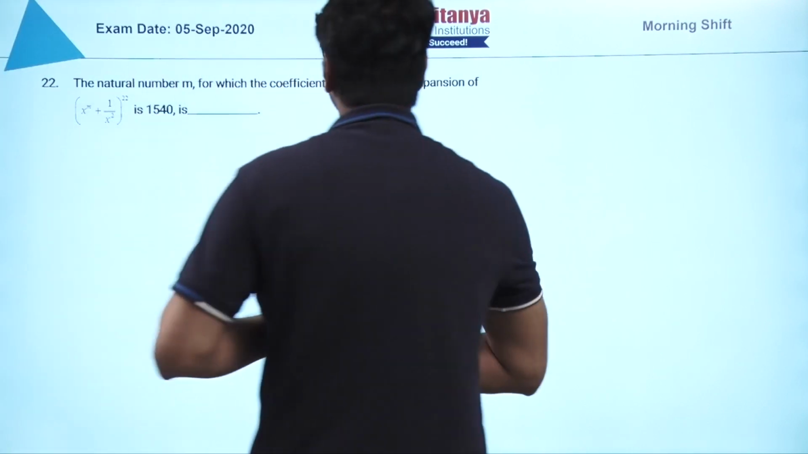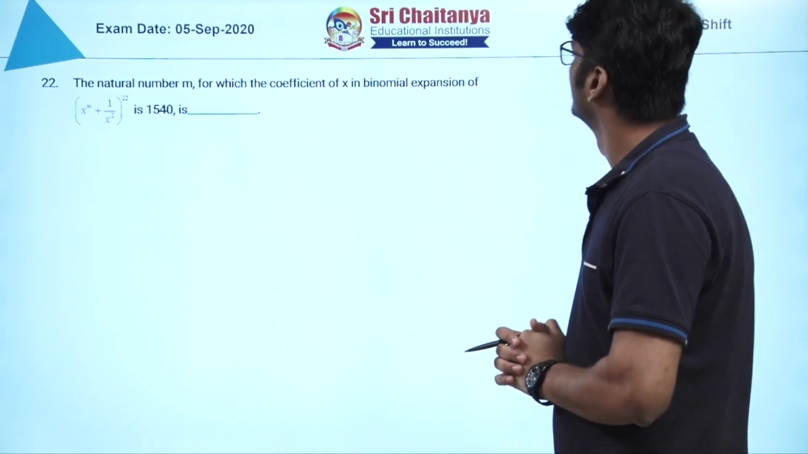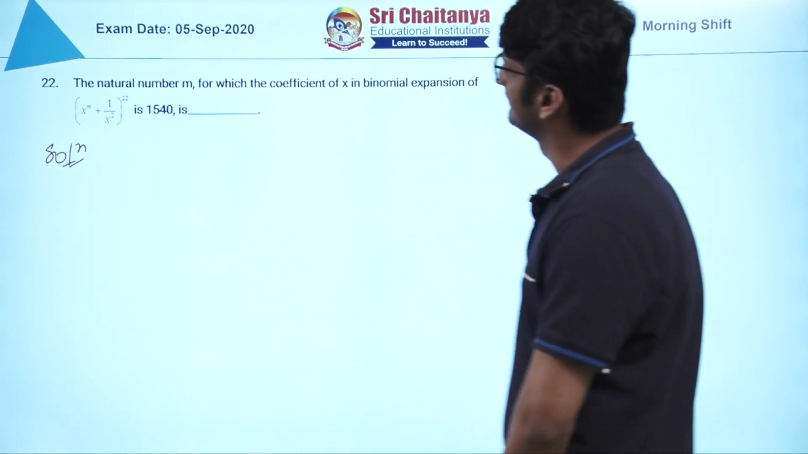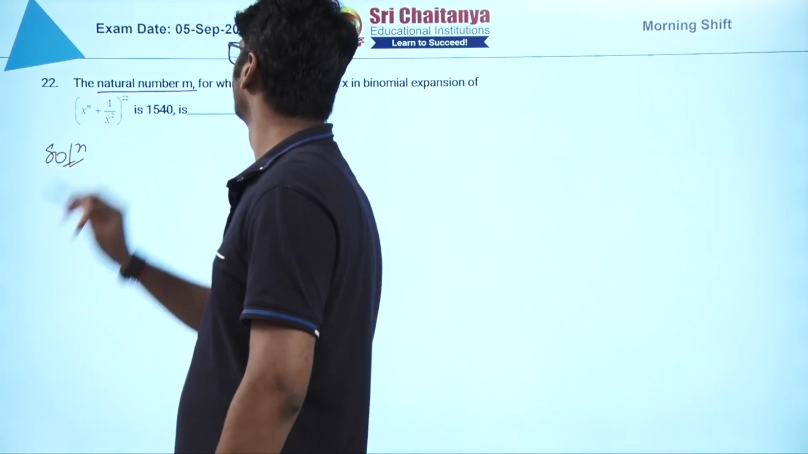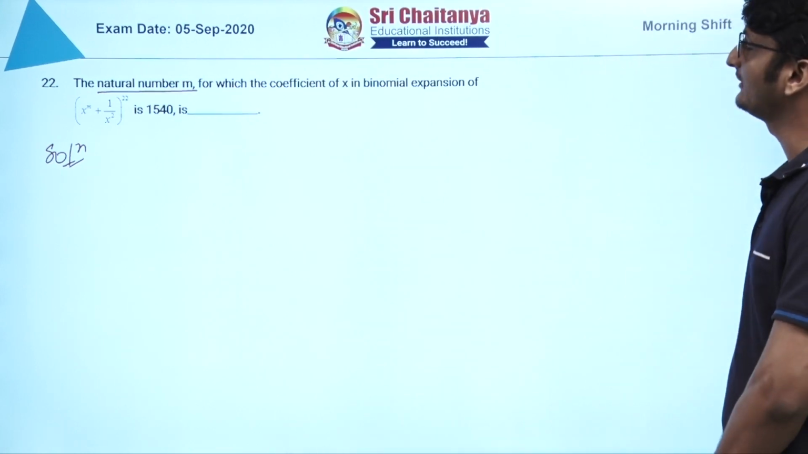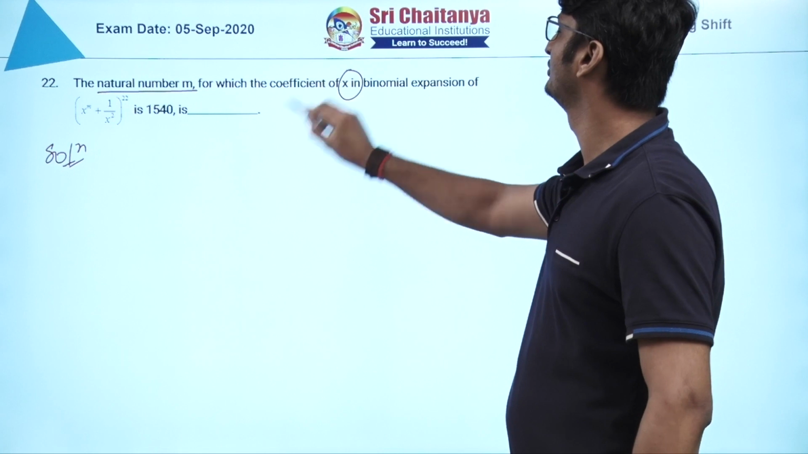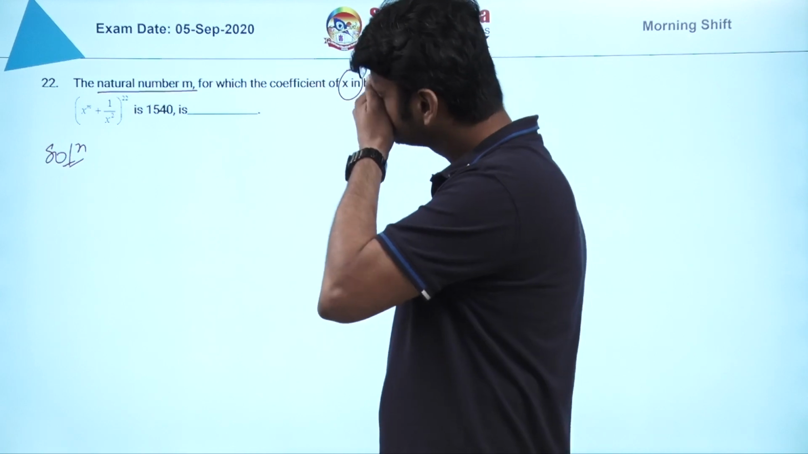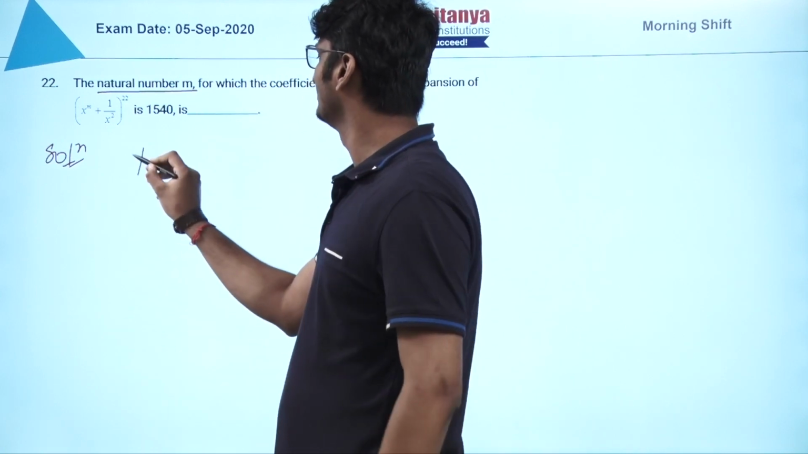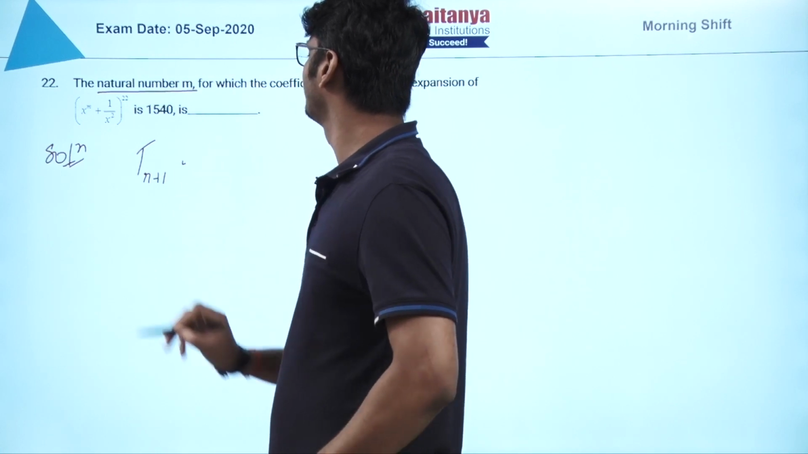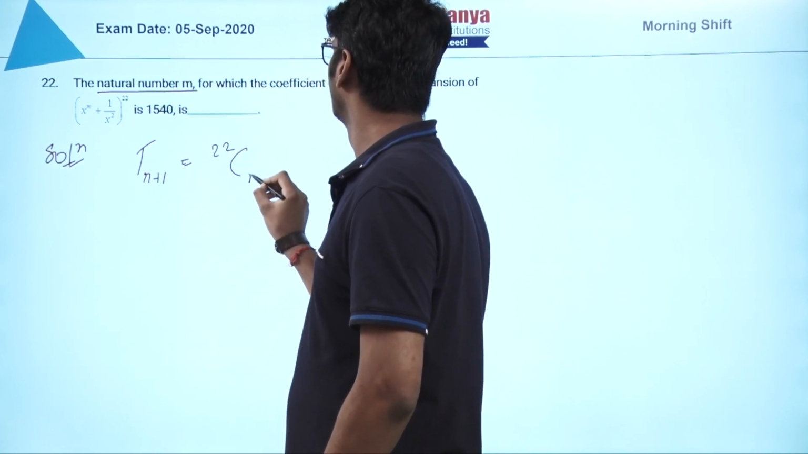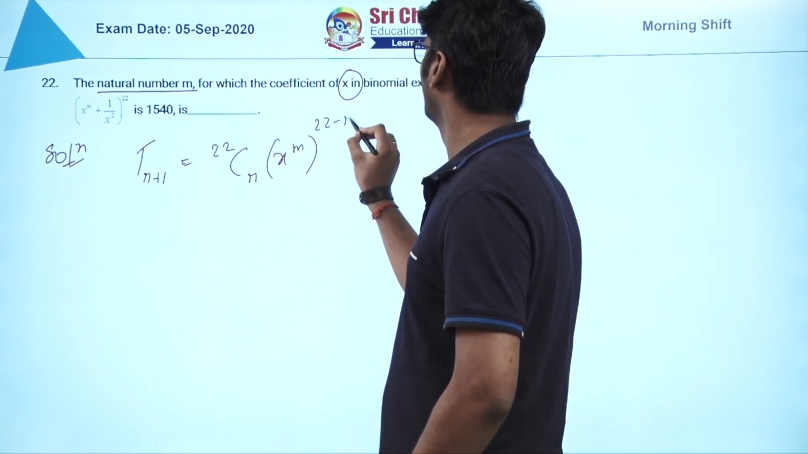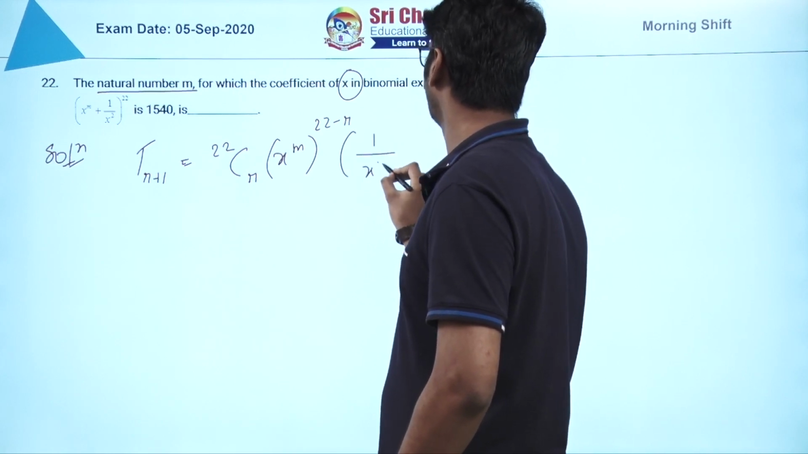Yeah, first question we are observing from binomial expansion. Let us see what is required in this question. The keyword is natural number, it is mentioned here. The natural number m for which the coefficient of x to the power 1 in the binomial expansion is 1540. Okay, fine. So, what we can do here, let us write down the general term. T r plus 1 is 22 C r, x to the power m to the power 22 minus r, 1 upon x square to the power r.